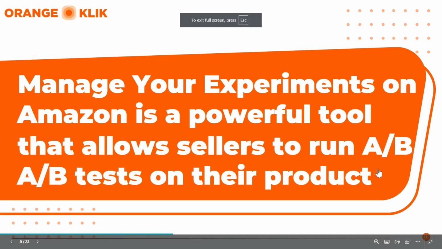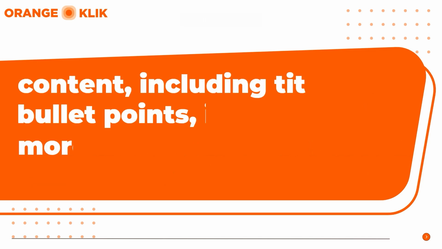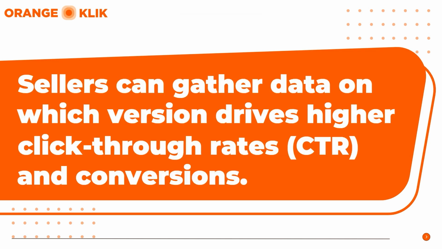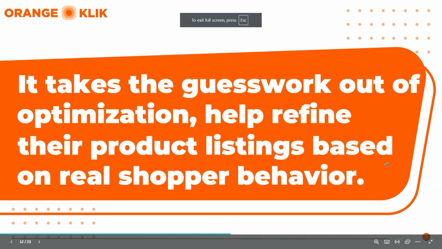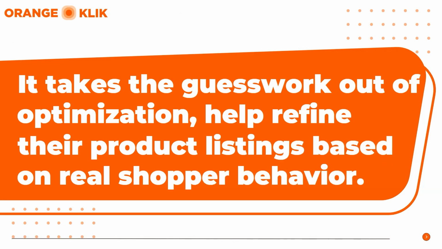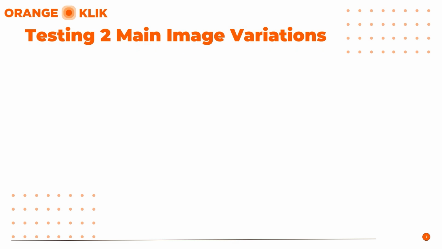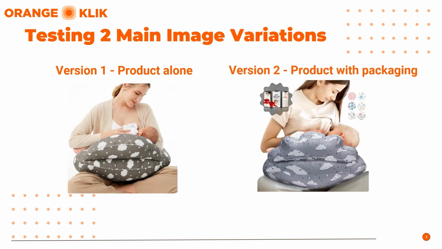Manage Your Experiments on Amazon is a powerful tool that allows sellers to run A/B tests on their product content, including titles, bullet points, images, and more. By testing different versions of main product image, sellers can gather data on which version drives higher click-through rates and conversions. This feature takes the guesswork out of the optimization, helping sellers fine-tune the product listing based on real shopper behavior. For example, a seller might test two versions of a main image, one with the product alone and another with the product plus its packaging, to see which performs better in grabbing attention.